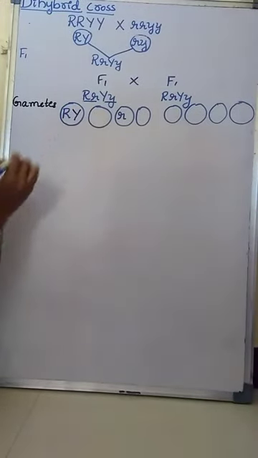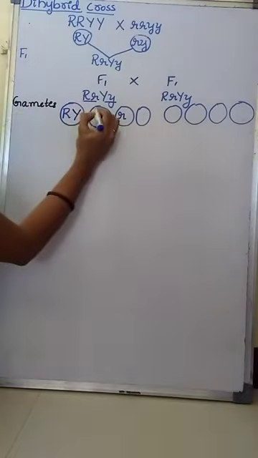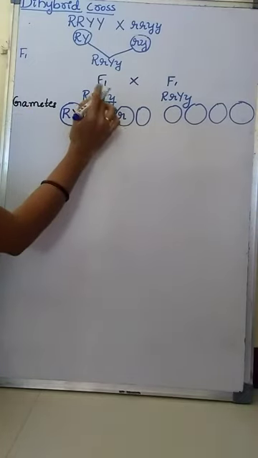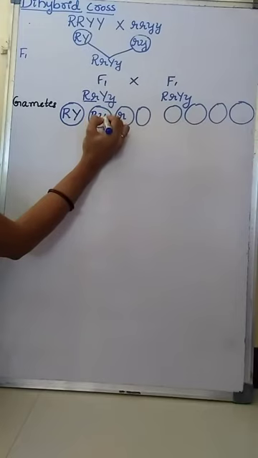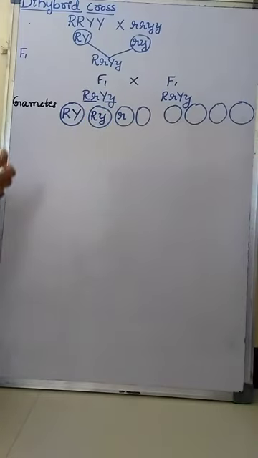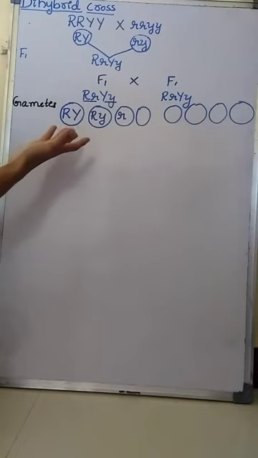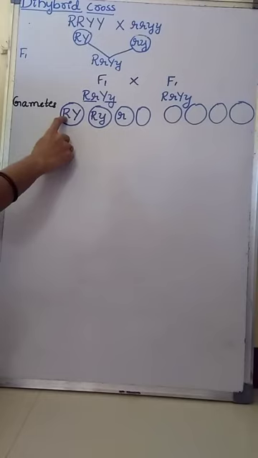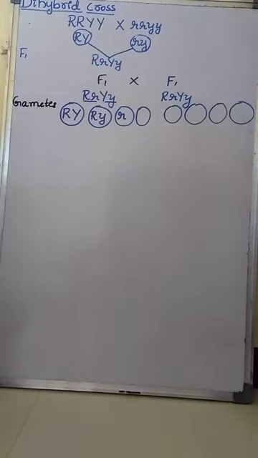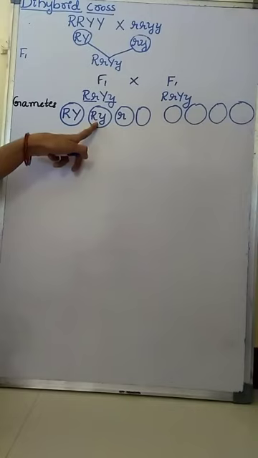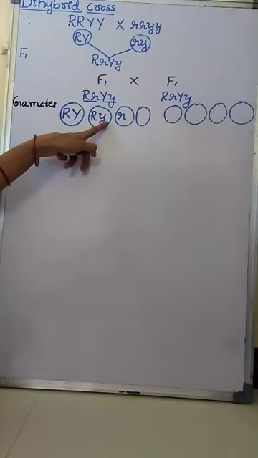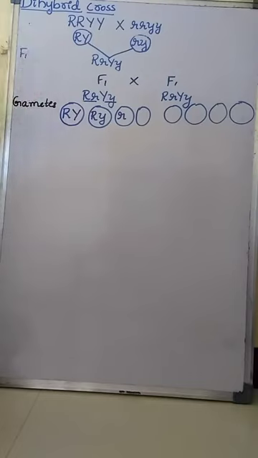Consider here capital Y entered. Then capital R, at that time small y may also enter. There is no condition that in the gamete there should be two dominant alleles. Chance separation and entry of genes into the gamete. So here capital R may enter into the gamete. Along with capital R, capital Y may enter, or along with capital R, small y may also enter. Both have an equal chance, or 50% chance, to enter into the gamete.